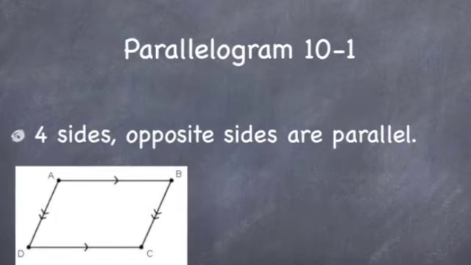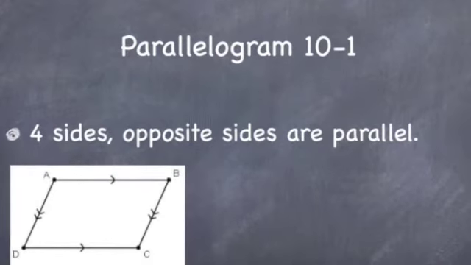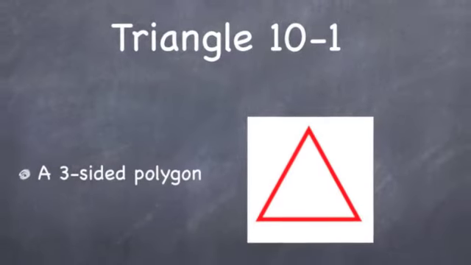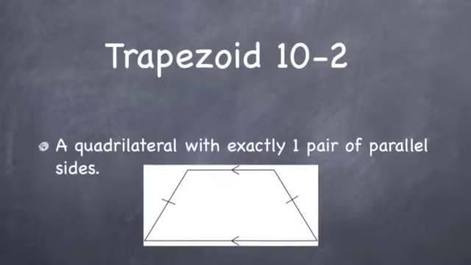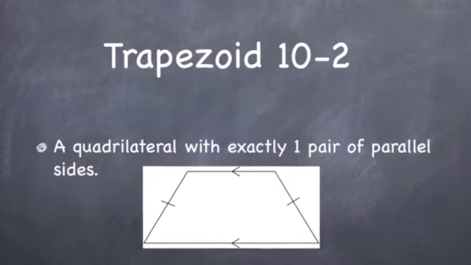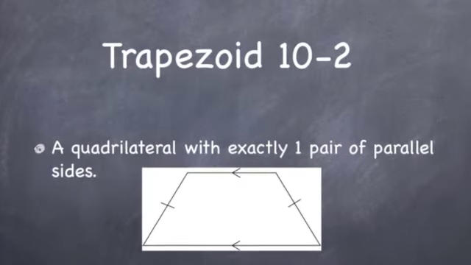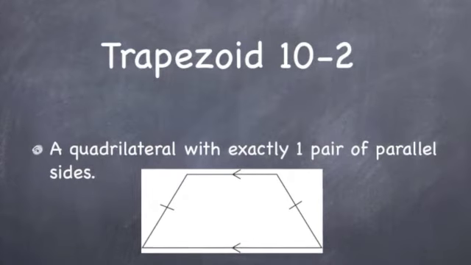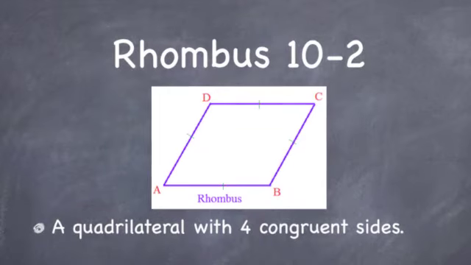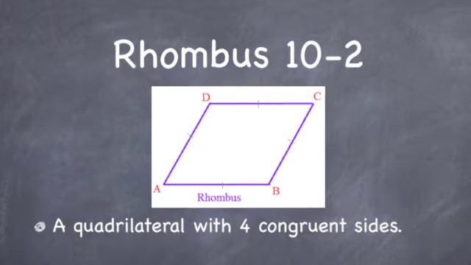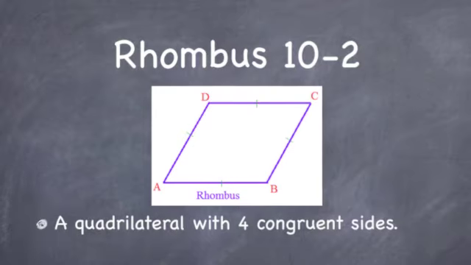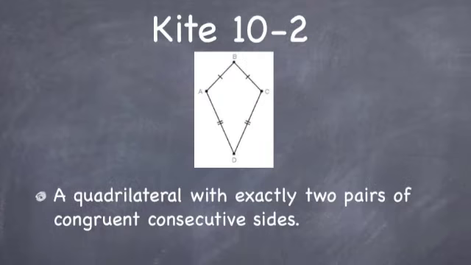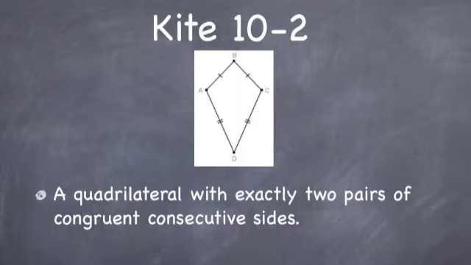A parallelogram has four sides and the opposite sides are parallel. A triangle is a three-sided polygon. A trapezoid, which is used in section 10.2, is a quadrilateral with exactly one pair of parallel sides. A rhombus is a quadrilateral with four congruent sides, which is also shown in section 10.2. A kite is a quadrilateral with exactly two pairs of congruent consecutive sides.